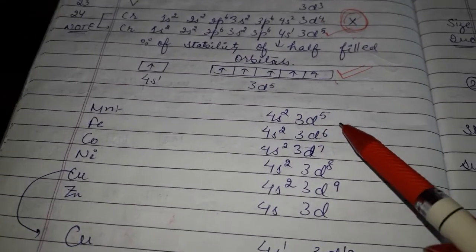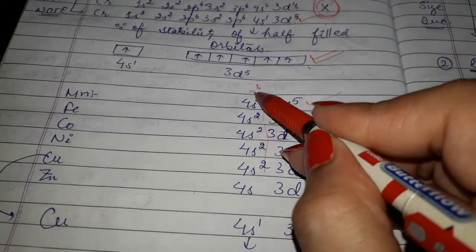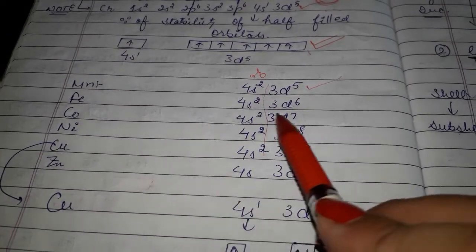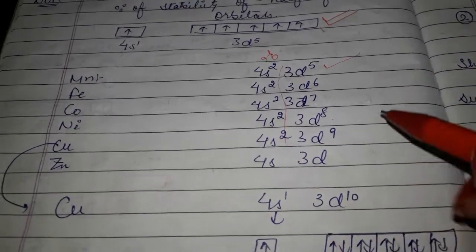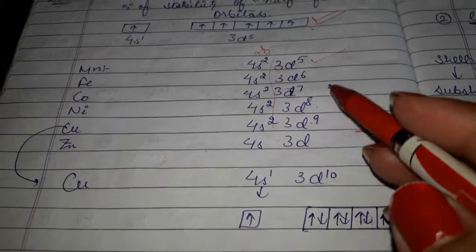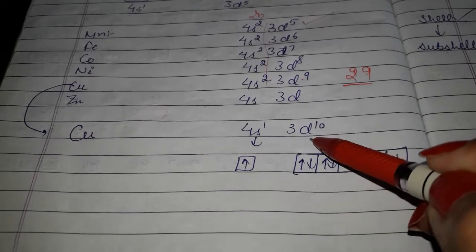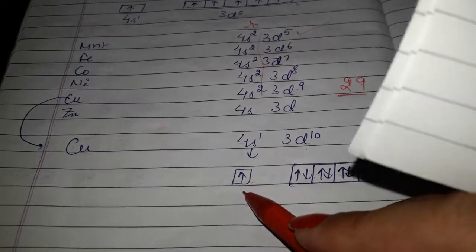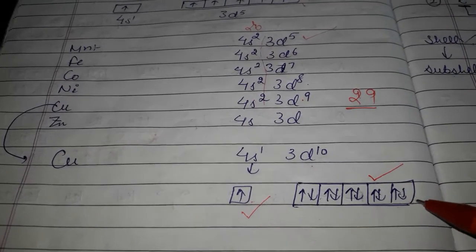Then 25th, manganese. Up to 4s2 you will have 20 electrons. Manganese is 25, 3d5; iron 26, 3d6; cobalt 27, 3d7; nickel 28, 3d8; copper 29, 4s2, 3d9. Again an exception occurs here: the correct configuration is 4s1, 3d10, in which 3d is fully filled and 4s is half filled. The maximum stability of 3d does this.